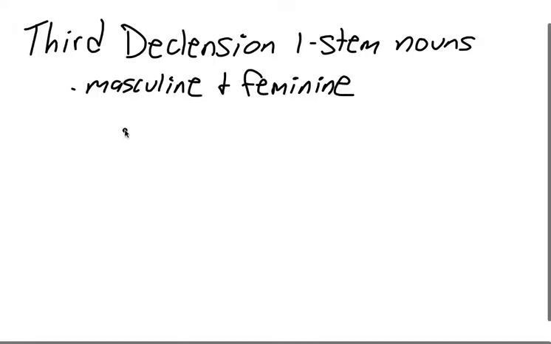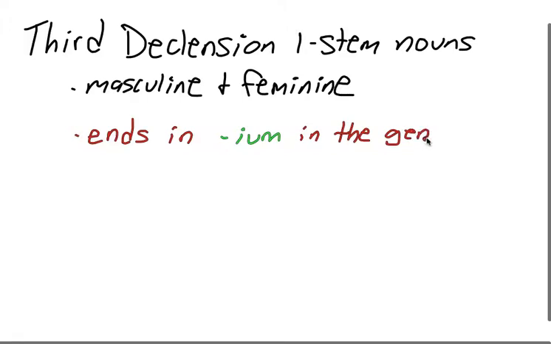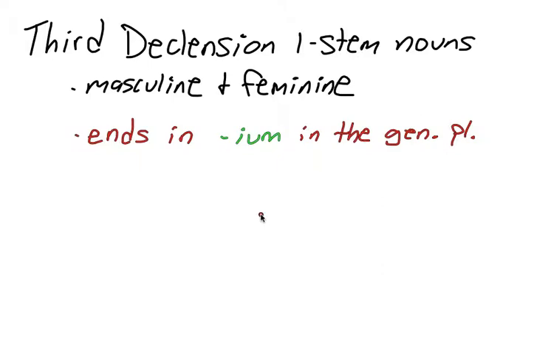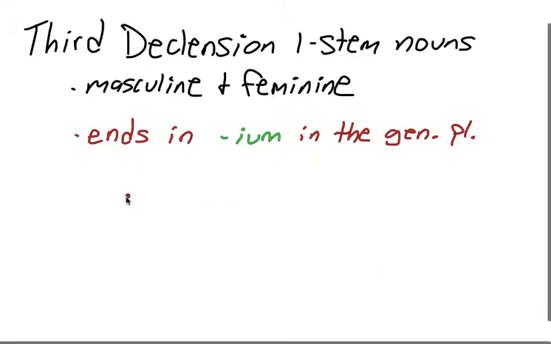So what is an I-stem? Well, an I-stem, if it's masculine or feminine, ends in I-U-M in the genitive plural. And that's it. It's really that easy. So instead of having a UM in the genitive plural, it has an IUM. So it's one little tiny change. But they're very common in Latin, so it's important that we know them and we can distinguish them.